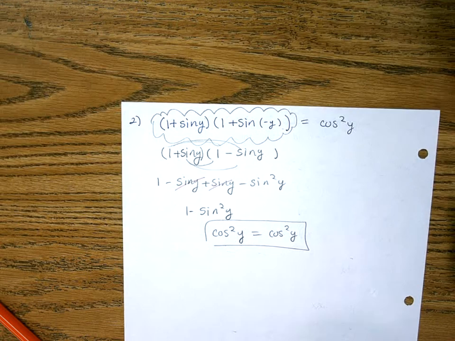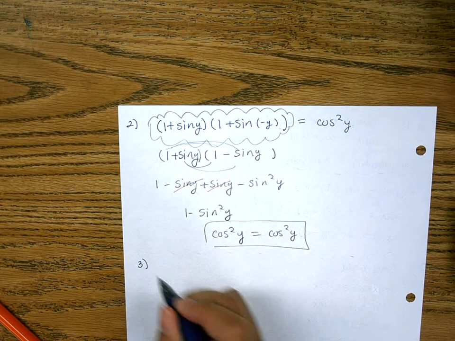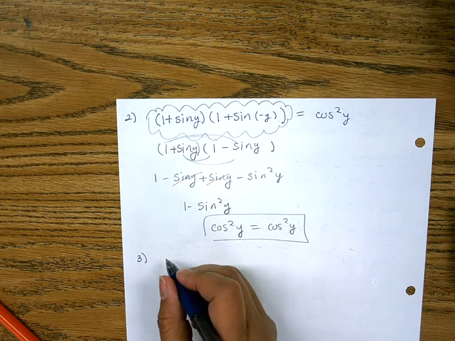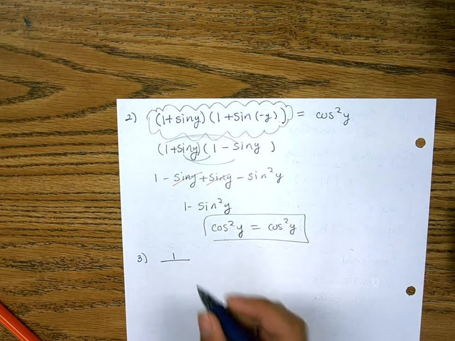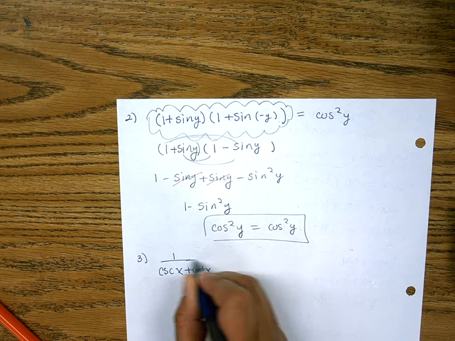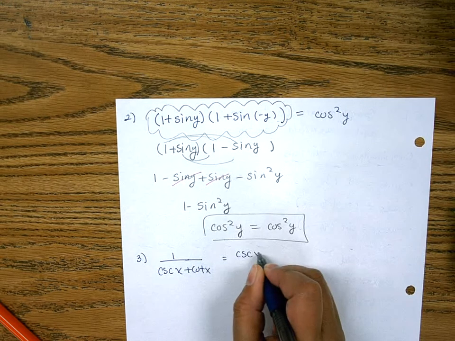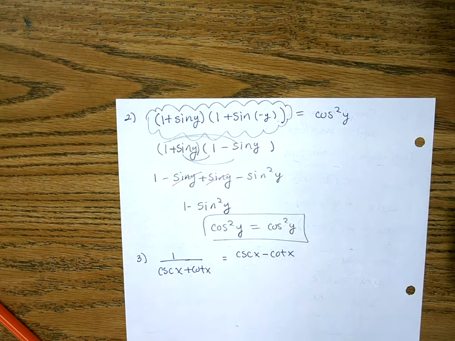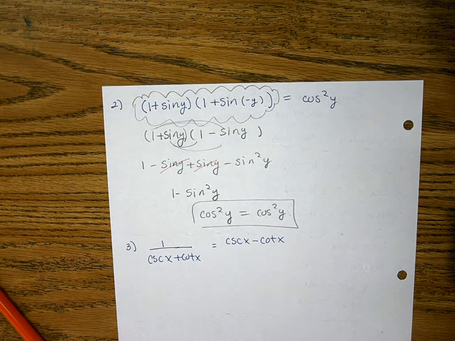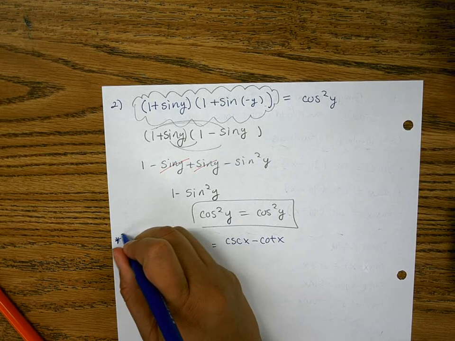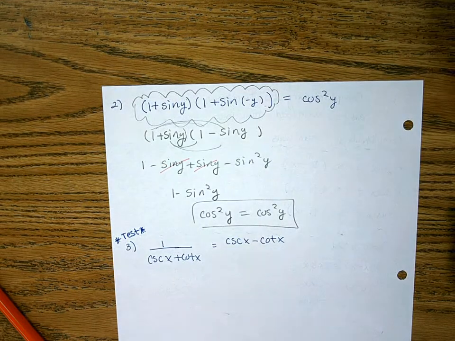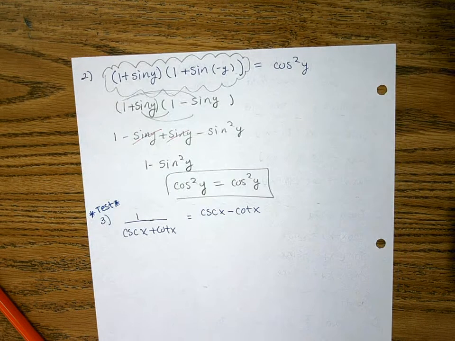Okay, number 3, we are going to write it as 1 over cosecant x plus cotangent x equals cosecant x minus cotangent x. All right, this is another one that's on the test. Not only is it on the test, it's one that's missed quite often. Of all the verify or proof type problems on the test, this is the one that's probably most missed. This one and the cube factoring.